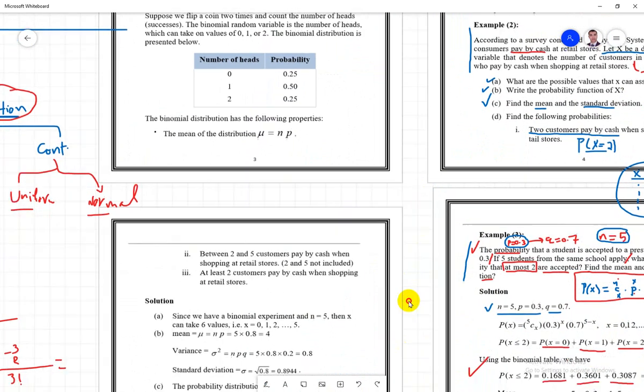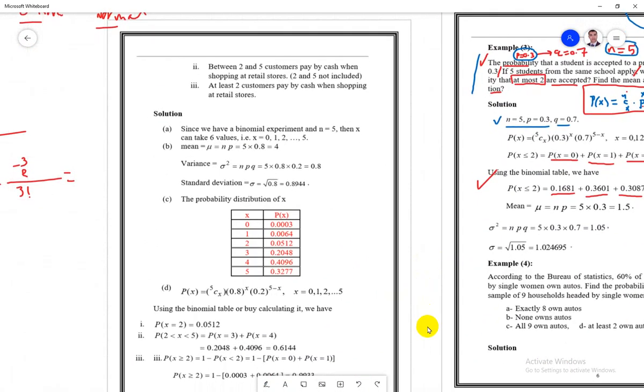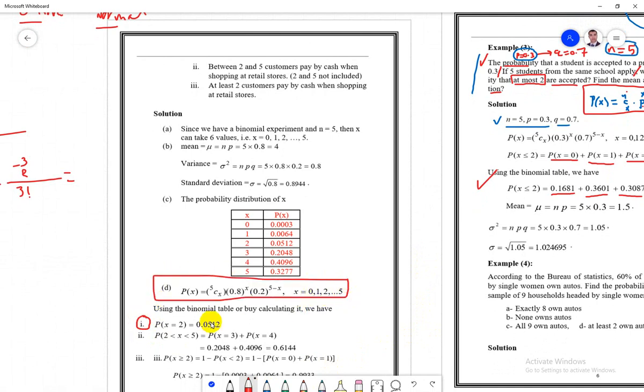So that is question D. I need to find the probability of X equal to 2. How can I do that? I will substitute in this formula with X equal to 2. Now I'm not writing using the binomial table. In our course, we will not use a table because using a calculator is easier, actually. Okay, it's easier. So just substitute in this formula.